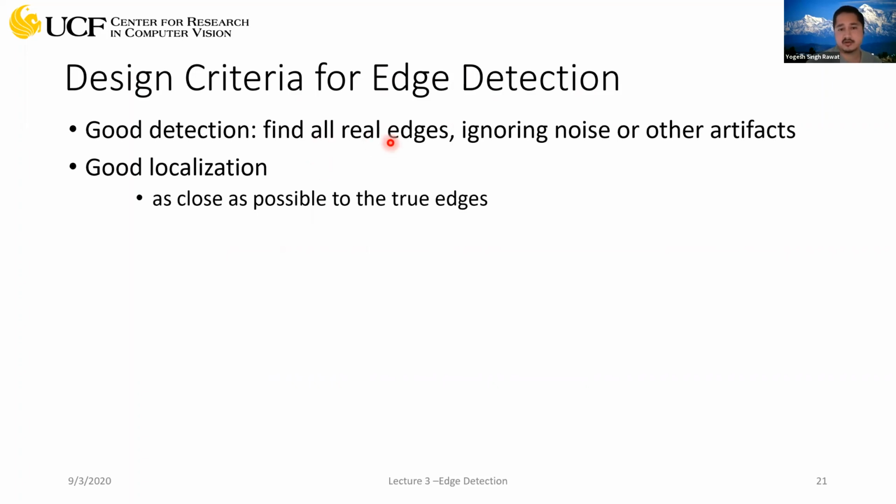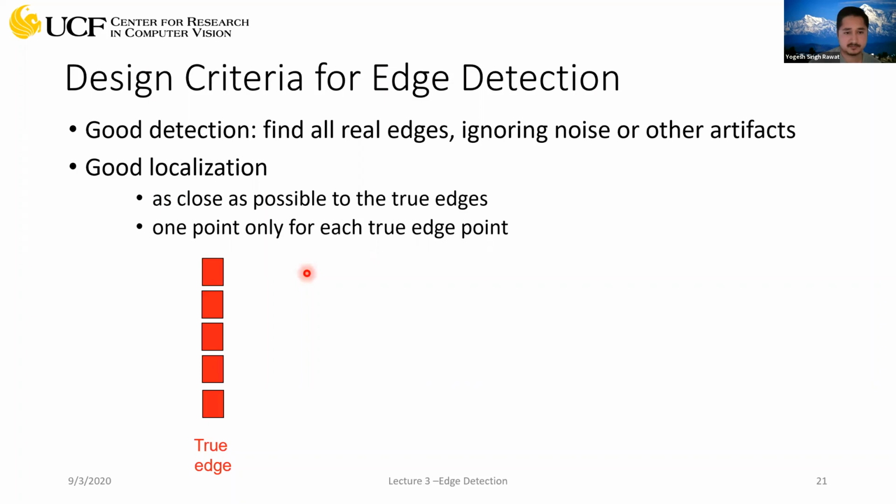So we want to find all real edges. We want to ignore noise and other artifacts. The localization should be good, which means it should be as close as possible to the true edges. And for each edge point, we only want to predict one, not multiple edge points.